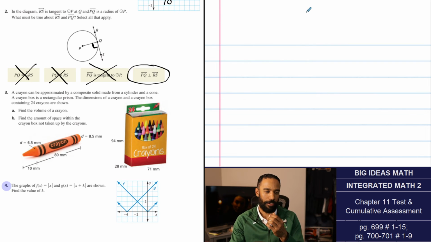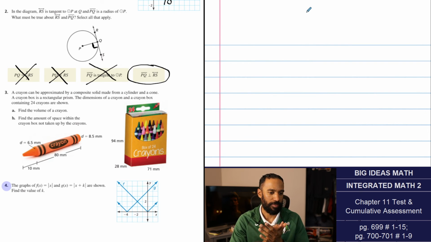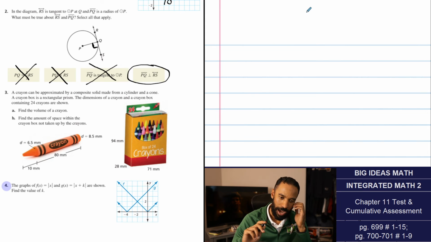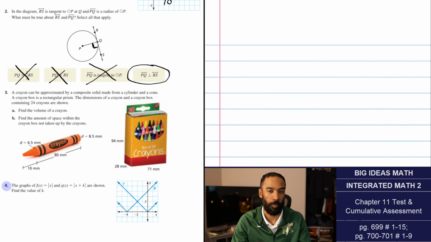The graphs of f of x equals absolute value of x and g of x equals absolute value of x plus k are shown. Find the value of k. This one will go pretty fast. This, I think, is from chapter 1. I think it's probably from one of the first sections.